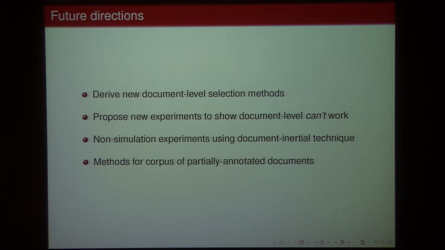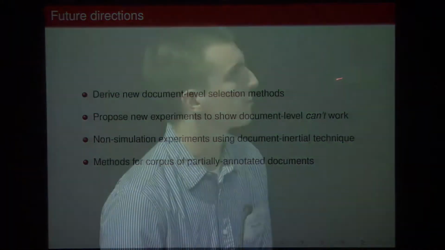It might be interesting to show sort of building a model of what's going on in that document level selection and try to show whether that model is true and show that it really can't work. We'd like to do practical experiments with our annotators showing, does document inertial actually fit into a workflow? Does it improve annotation time? Or are they just going to be doing all the hard examples and taking the same amount of time? And then we'd like to look at, can we build methods for a corpus of partially annotated documents?